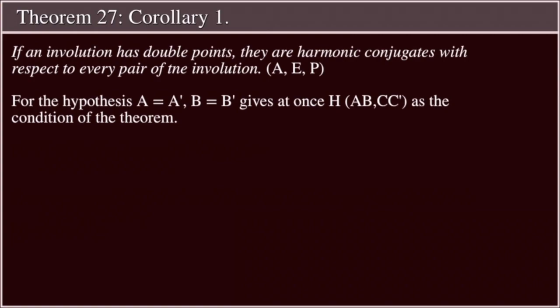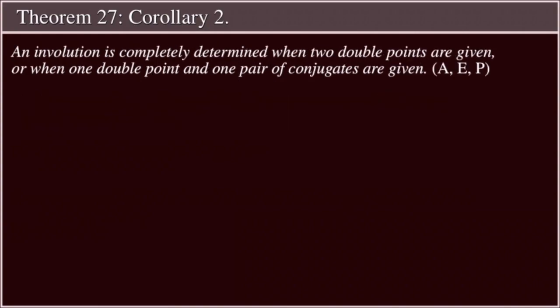Corollary 1. If an involution has double points, they are harmonic conjugates with respect to every pair of the involution. Assumptions A, E, and P. For the hypothesis A equals A', B equals B', gives at once H of AB, CC' as the condition of the theorem. Corollary 2. An involution is completely determined when two double points are given, or when one double point and one pair of conjugates are given.